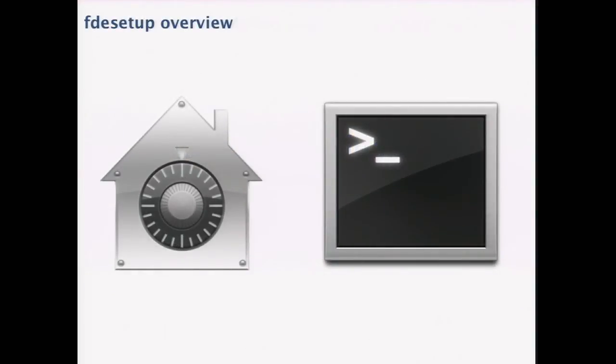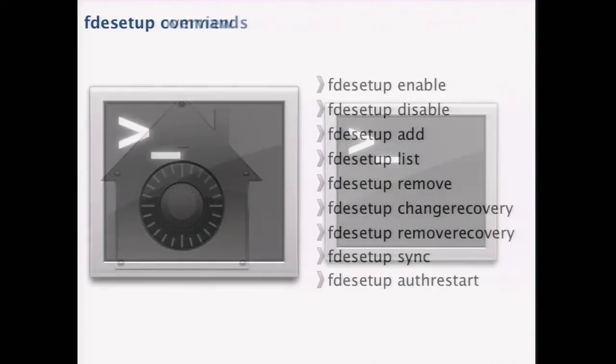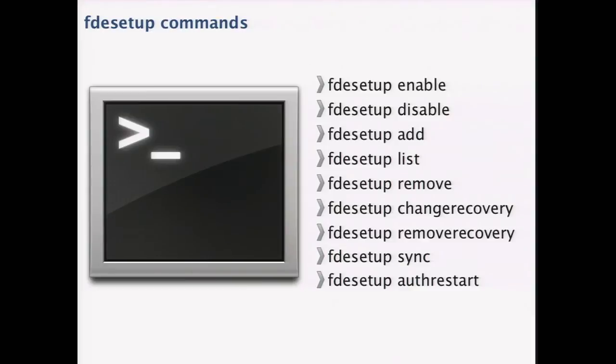fdesetup allows FileVault 2 administration from the command line, and it solves all those problems with its various functions. It will turn on FileVault 2 encryption using a variety of options, disable encryption, allow addition and removal of FileVault 2 enabled users from the command line, supply a current list of authorized users, provide encryption status, and much more. So fdesetup has a number of verbs associated with it. The ones that may be most commonly used in Mavericks are enable, disable, add, list, remove, change recovery, remove recovery, sync, and auth restart.